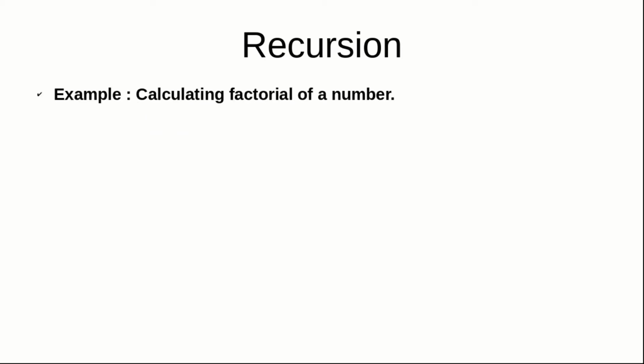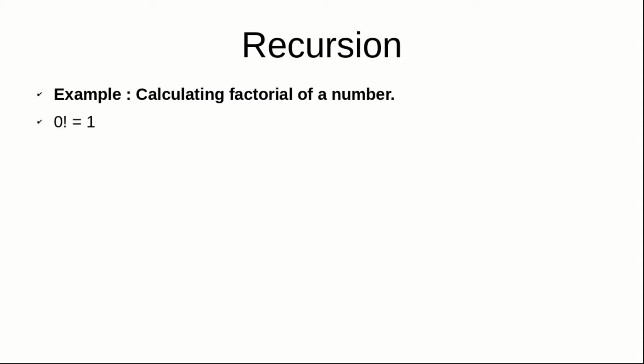We all know the factorial of a given number can be computed like this: if you want to compute the factorial of 4, we can compute it by multiplying 4 down to 1. So 4 into 3 into 2 into 1, that will be 24. In the same sense, we can define the factorial of a number recursively.